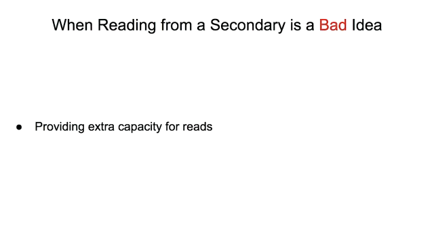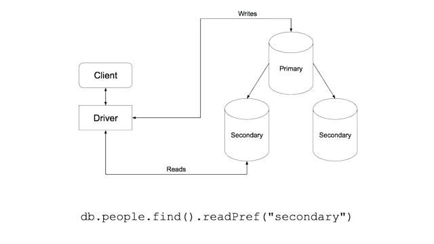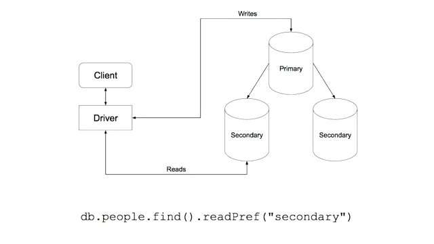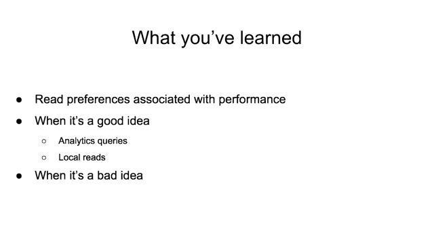Now let's discuss a bad reason to read from secondaries, which is providing extra capacity for our application to read. Some people have the false notion that if their primary is overworked by writes, that they can offload their reads to a secondary node. This is not the case, because as writes come into the primary, they are replicated to the secondaries. This means that all members of a replica set have roughly the same amount of write traffic. On the other hand, if your primary is overworked with reads, and you're okay with reading stale data, you're fine to read from secondaries.